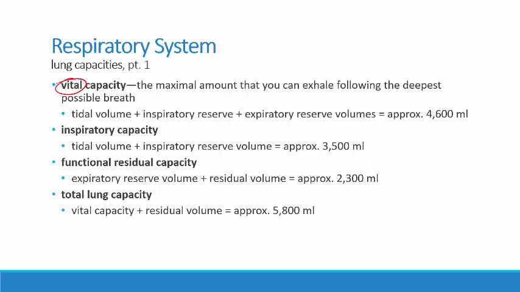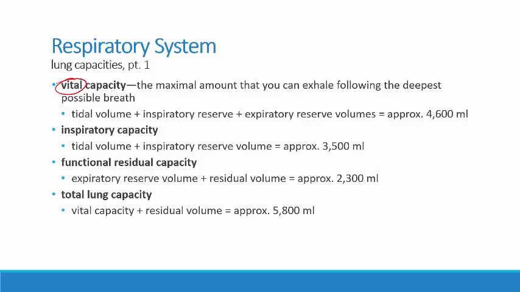And you squeeze out everything that you can. And there goes the expiratory reserve. So when we talk about vital capacity, we're looking at the combined volume of the tidal volume, the inspiratory reserve, and the expiratory reserve. So that's approximately 4,600 mils of air.